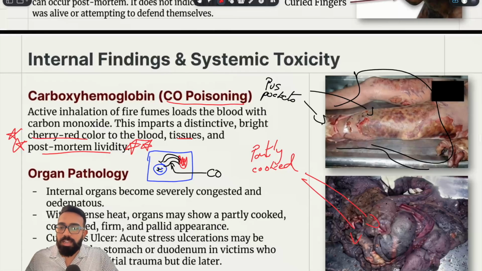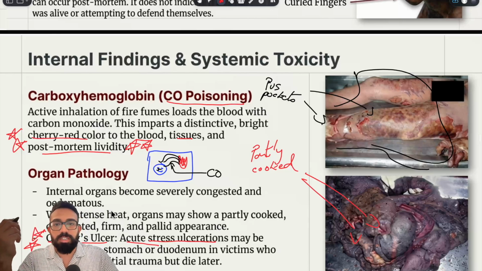And another last thing is Curling's ulcer. Curling's ulcer is an important 2-mark question coming even in surgery. These are basically stress ulcers noted in the stomach and duodenum of burns patients. Remember, not the immediate burn victim, but burn patients who are admitted in the burn ward, who survive the initial trauma. You see these kinds of acute stress ulceration. These are called Curling's ulcers. This is a very important 2-mark question for your surgery exams.